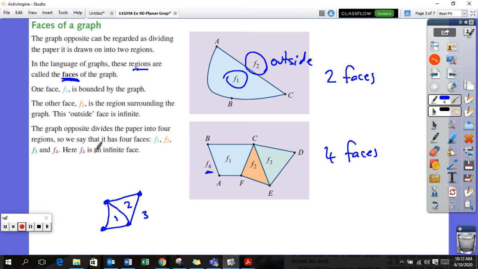And the outside face, as it says here, is an infinite face. It's got an infinite size because it's everywhere outside the region. So if you think of Wonthaggi, Inverloch, Cape Patterson, there is a face, a region in between there, it's all bounded, and there's a region on the outside. It goes on forever, includes the rest of the world. Okay, so we call that an infinite face.